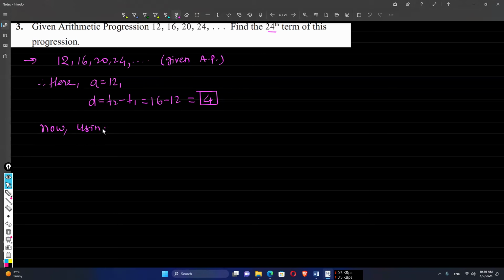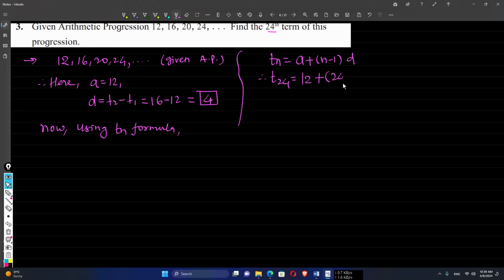Now using the Tn formula. Okay, so the Tn formula is Tn is equal to a plus n minus 1 times d. Since we have to find the 24th term, we will replace this n with 24, meaning T24 equals a is 12 plus n means 24. So 24 minus 1 into d is 4. All right, so we have replaced all values in this formula.